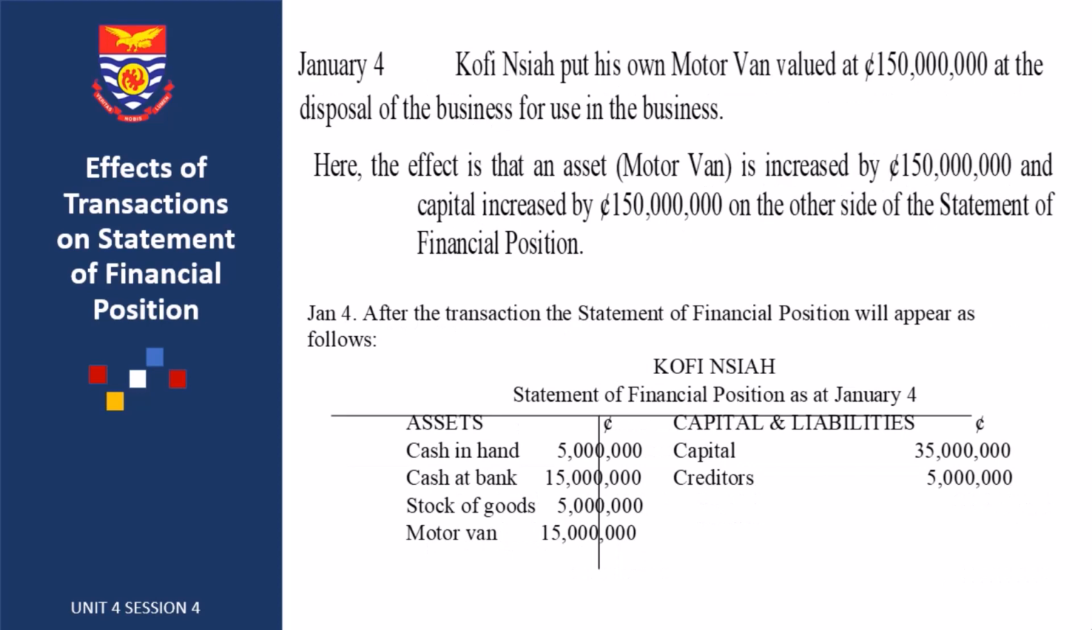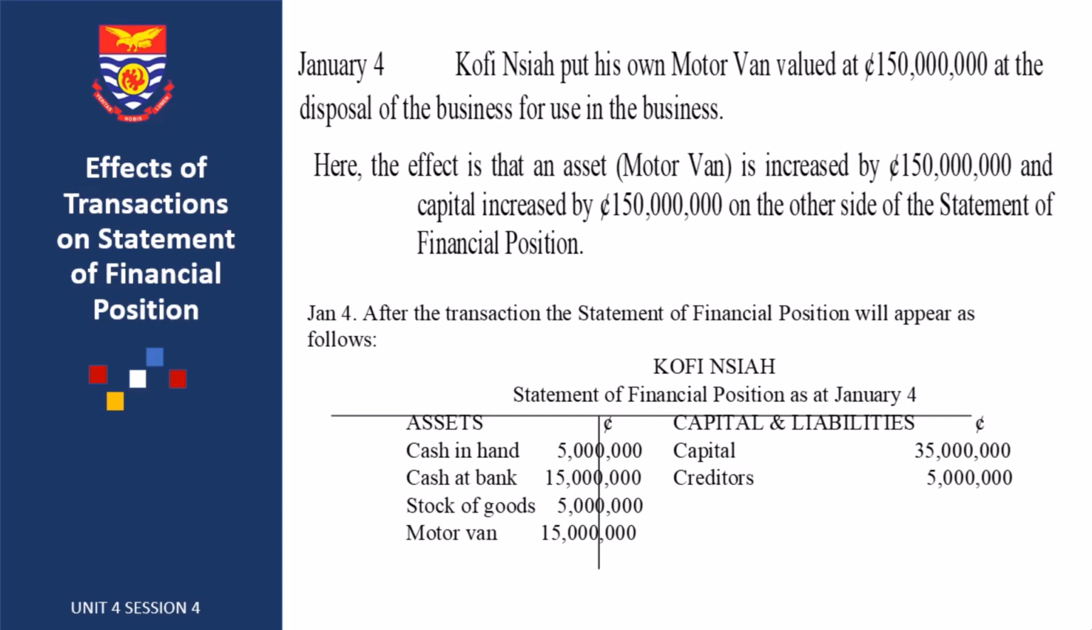January 4, Kofi Nsia put his own motor van valued at 150 million Ghana cedis at the disposal of the business for use in the business. Here the effect is that an asset, motor van, is increased by 150 million Ghana cedis and capital is increased by 150 million Ghana cedis on the other side of the statement of financial position. The statement of financial position will therefore appear as follows.